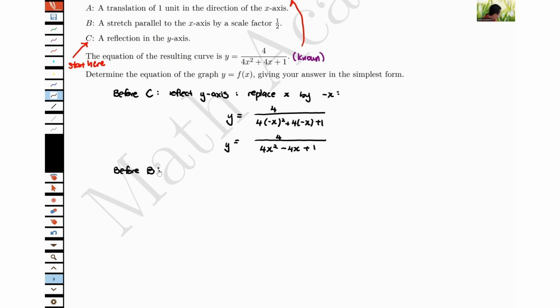B was a stretch on the x-axis by factor half. The reverse should be you still stretch, or you scale along x-axis. I'm going to write in short form, but factor 2. If you had compressed with half, now you expand with 2. And this is your replacement of x by half x. Your replacement is based on the new corresponding reverse step. Okay, we put into our equation.